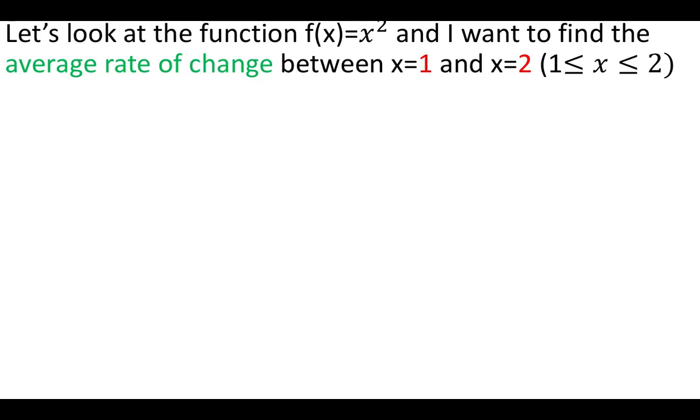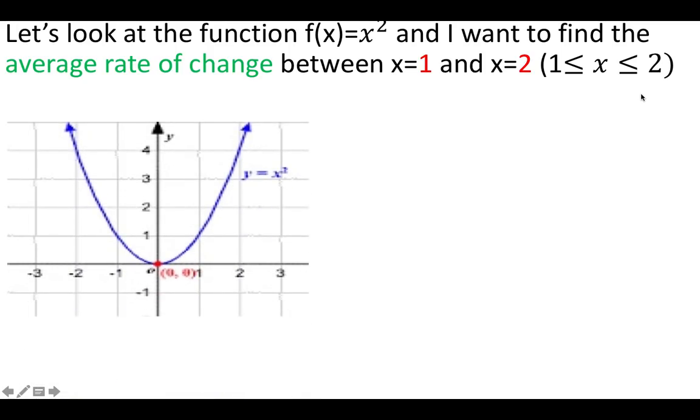I want to find the average rate of change between the x value 1 and the x value 2. This is written like this, so x is between 1 and it's also between 2. This is how you write that. Alright, so here is my parabola y equals x squared. I want to find the average rate of change between the x value 1 and the x value 2.